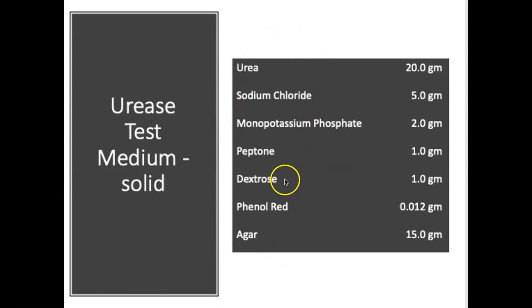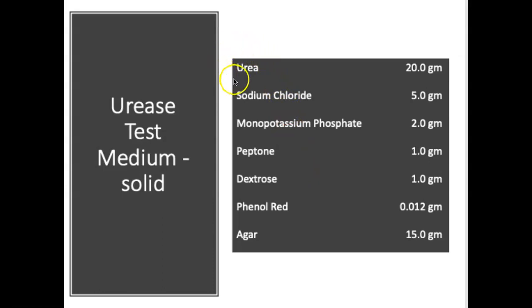In other words, it's got a carbohydrate in it, dextrose, that the microbes can use to make ATP. It's got peptone in it. Remember, that's a partial digestive protein. It's got things like sodium chloride, it's got potassium and phosphate in it. It's got agar in it, which is going to make it a solid medium. And it's got this indicator dye that we've seen before called phenol red. So we're going to be looking for a color change in this test.